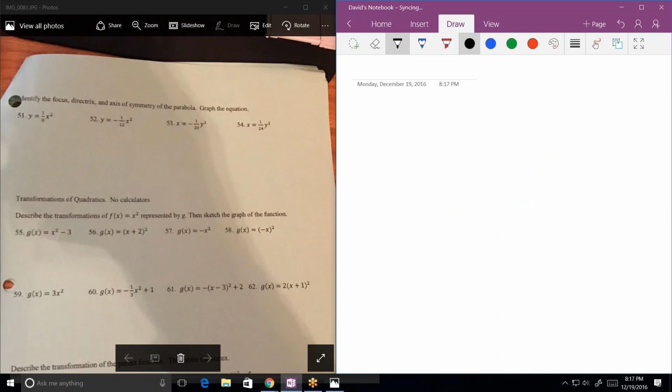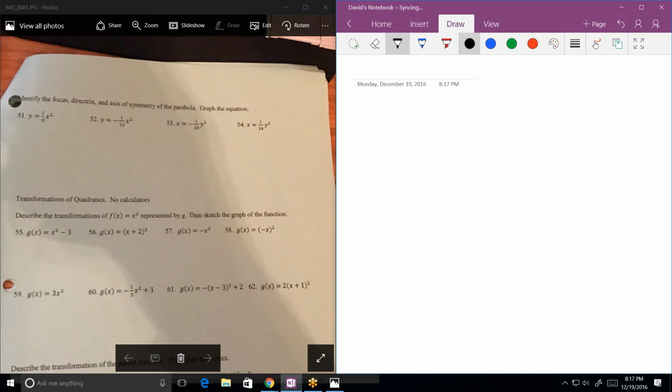How about 56? What's being done? You always want to start your answer with either the words vertical or horizontal. Would this be vertical? No. What's being done to it is inside the function. Every time you have a transformation that's inside the function, it's horizontal.